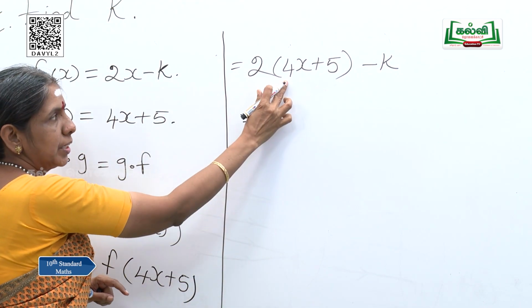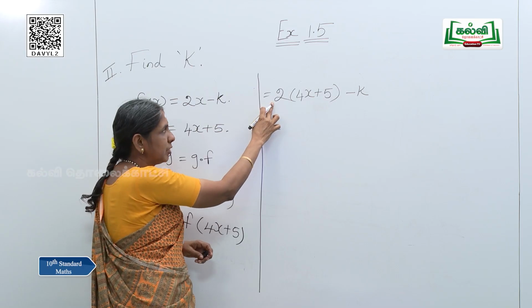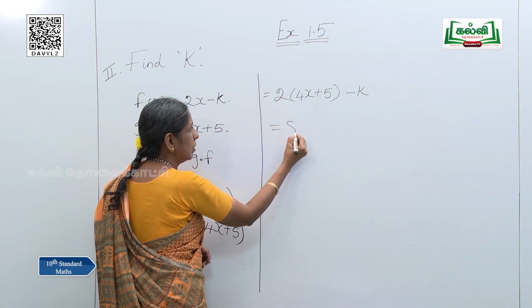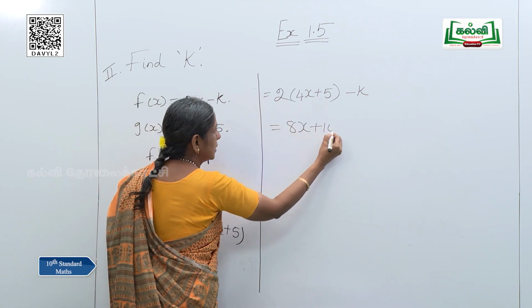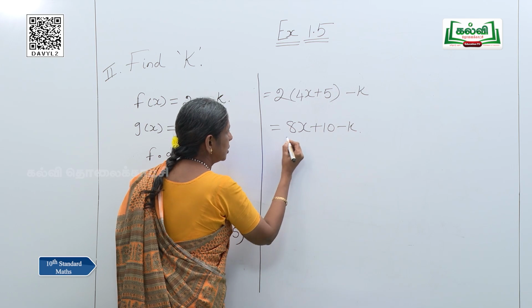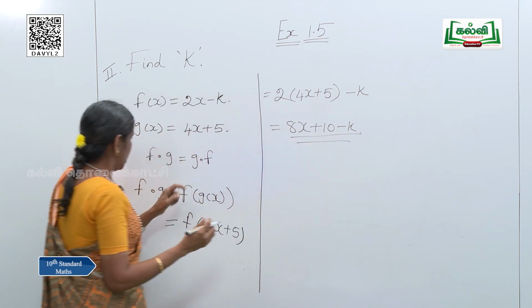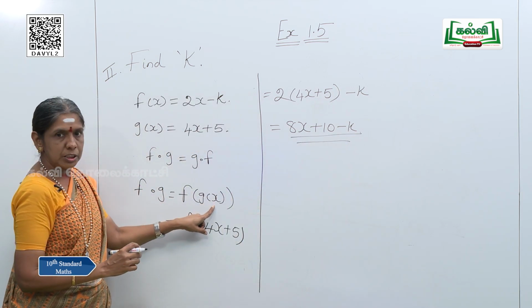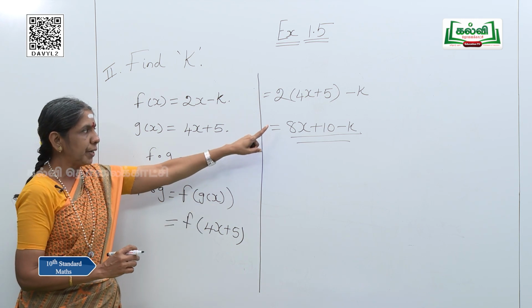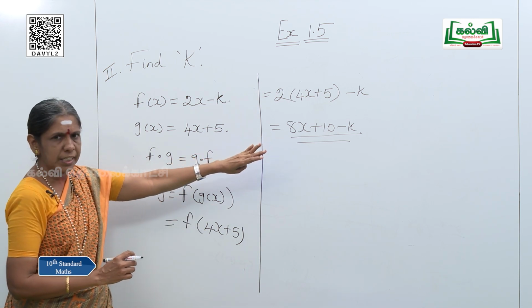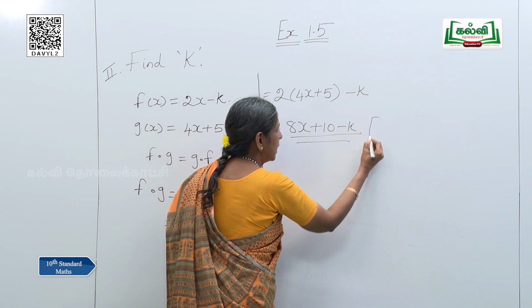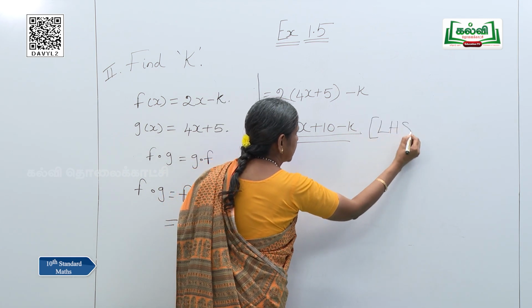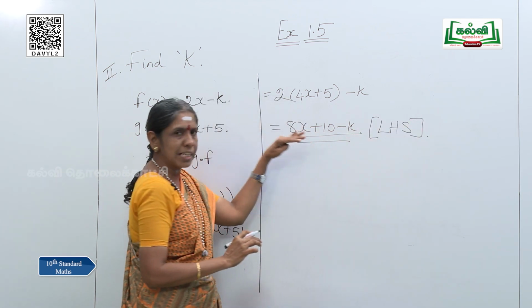So, multiply it. Whenever a number precedes a bracket, we have to multiply. So, this will be equal to 8x plus 10 minus k. This is going to be the value of f dot g. f of g of x is equal to 8x plus 10 minus k. Let me call this the left hand side of the equation, LHS. Have this as it is.